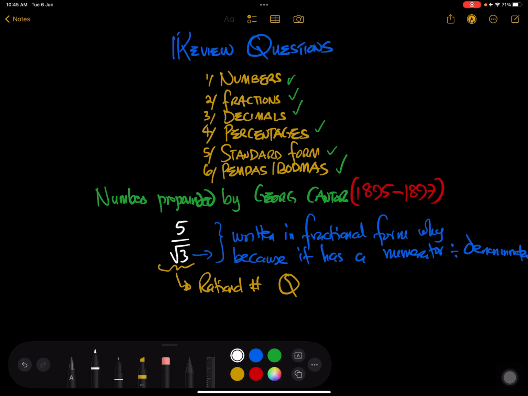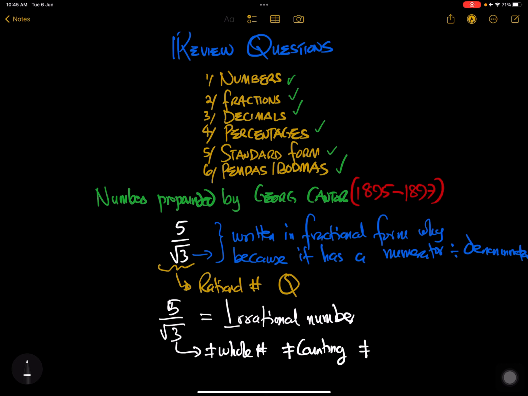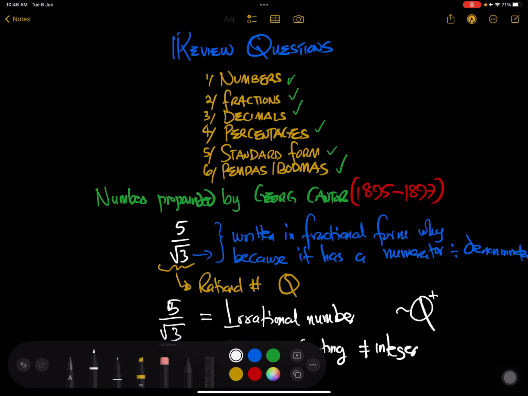So technically, we'll say that 5 divided by the square root of 3 is an irrational number because of the square root. It is in fractional form, but it's not a rational number because the denominator is not a whole number, not a counting number, and also not an integer. So the whole expression is an irrational number, a positive irrational number. Are we okay so far?